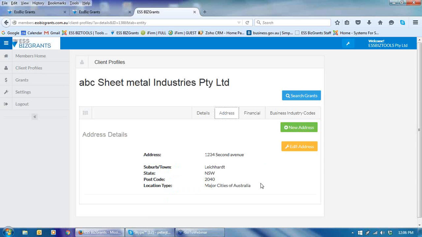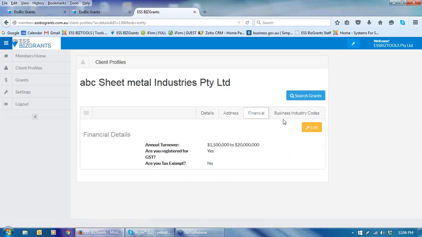Now, in the details, you've got a summary of the entity again. That's just repeating our business. I decided this mystical business was located in 2nd Avenue, Leichhardt, primarily because I was in Leichhardt on Thursday in New South Wales. Its postcode is 2040, and the postcode then identifies that Leichhardt is situated within a major city of Australia, obviously Sydney. The financial data is just repeated back to us.